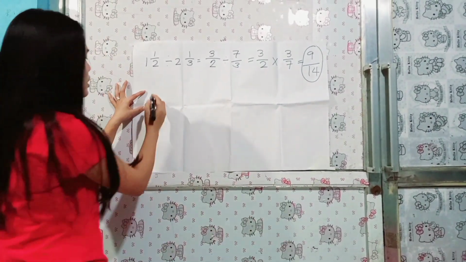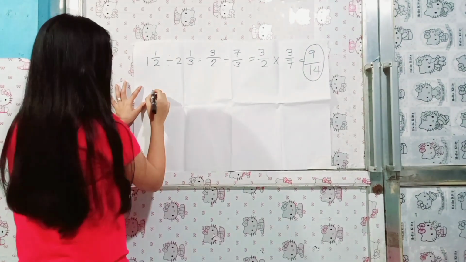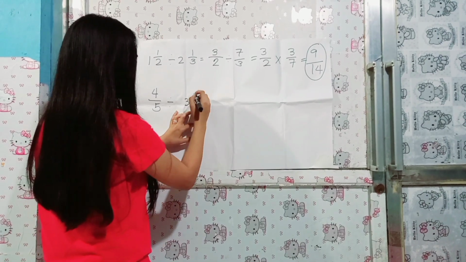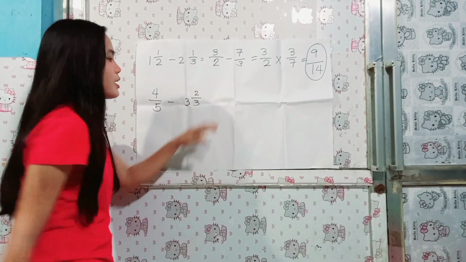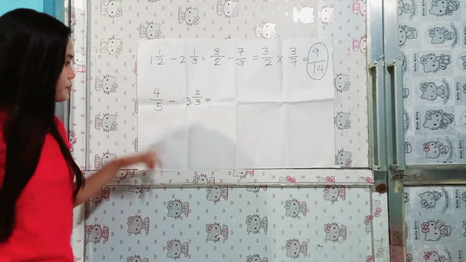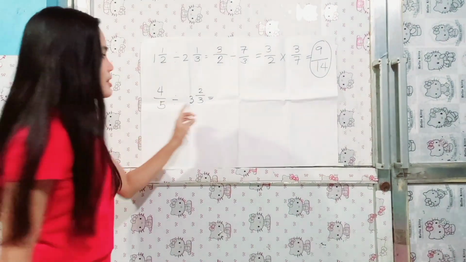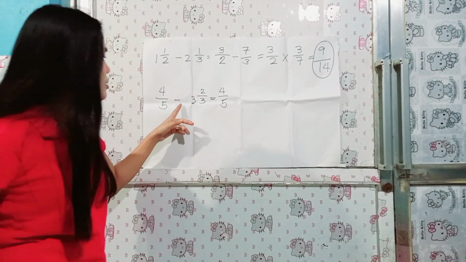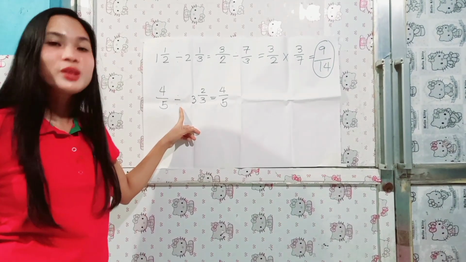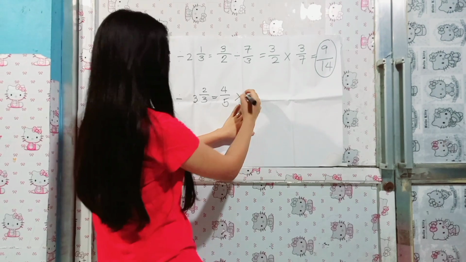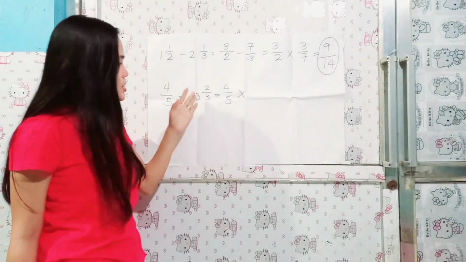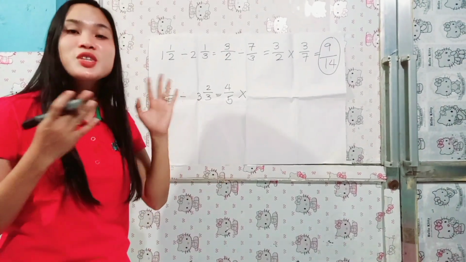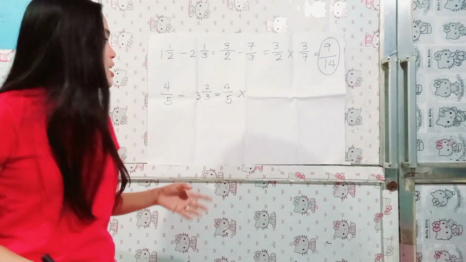Another example. What if a fraction is divided by a mixed number? Okay? So, as the rule, copy the dividend. So we have to copy the dividend, 4/5. And then, proceed to multiplication. And then, find the reciprocal. Since it's a mixed number, we need to first transform this into an improper fraction before we change it into the reciprocal. So, let's try.